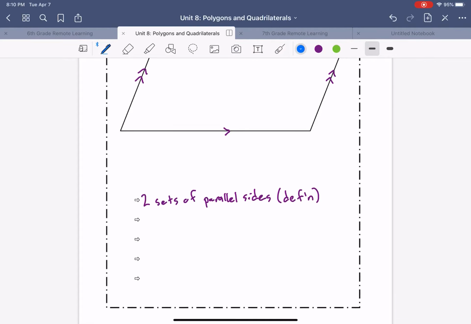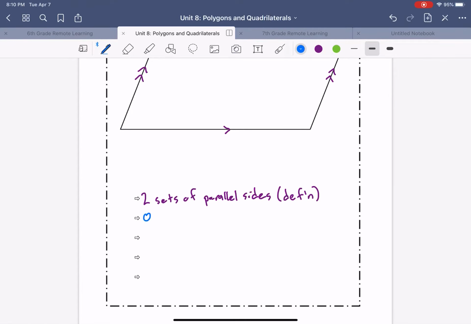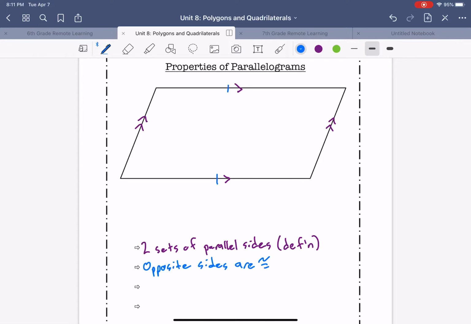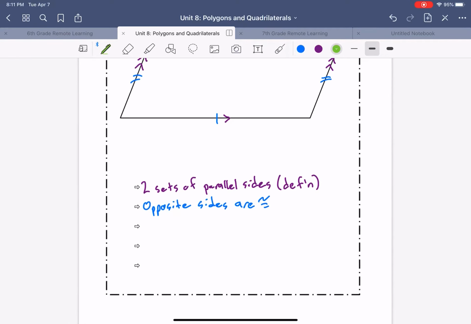Okay? Next property is that opposite sides are congruent. So that means the opposite sides are both parallel and congruent. That's not the definition of a parallelogram. That's actually a theorem that tells us that. So don't use the definition of a parallelogram if you're trying to state that the opposite sides are congruent. That's different.